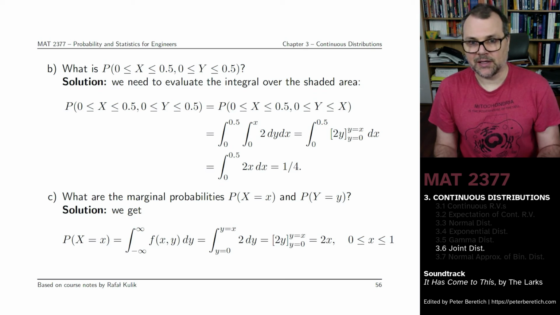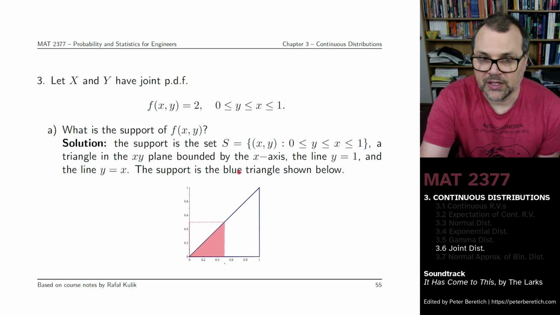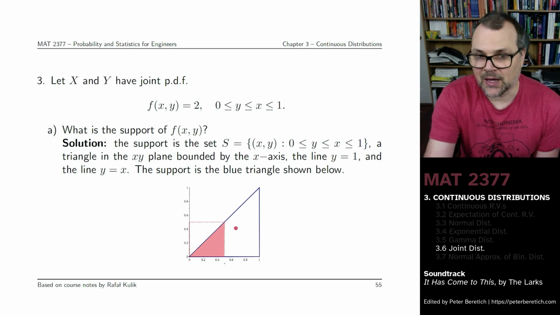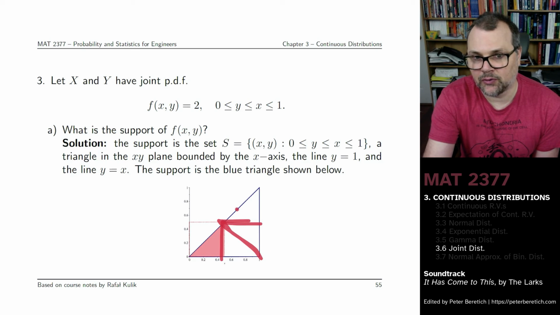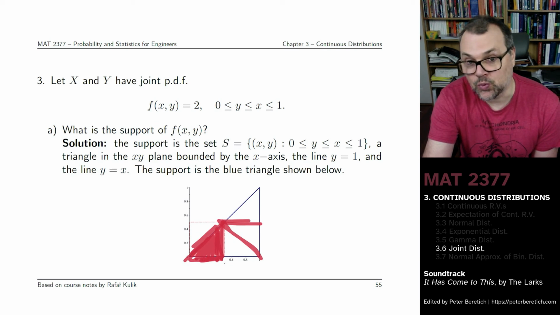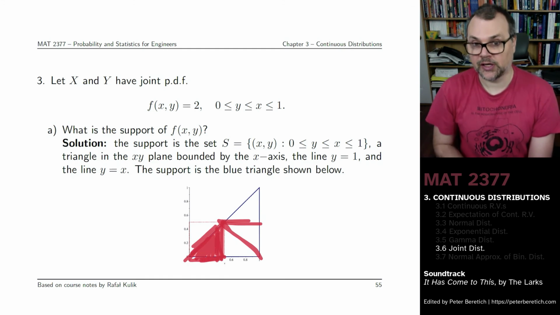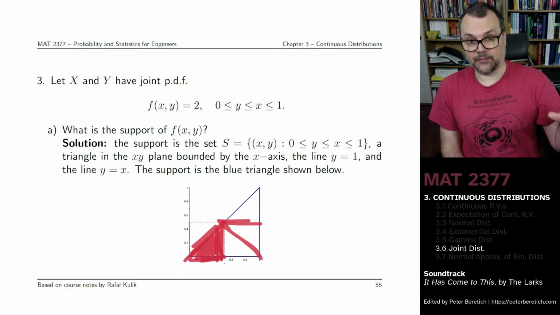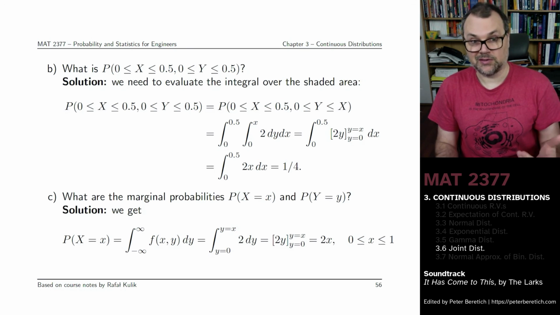Not surprising here, if the PDF is constant throughout, what you're really asking is what percentage of the area of the overall region is represented by this little triangle. And you see, it's 1/4 of the overall area. Now this approach only really works if the PDF is constant. Otherwise you have to do some other things.